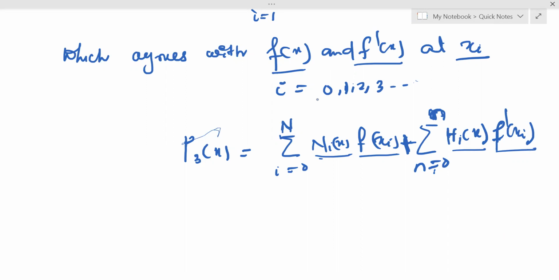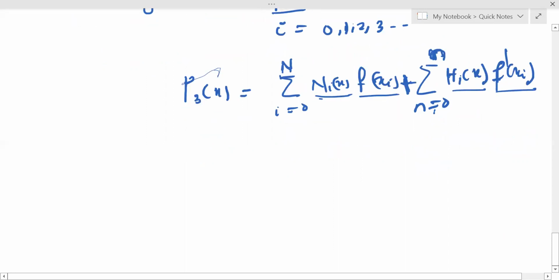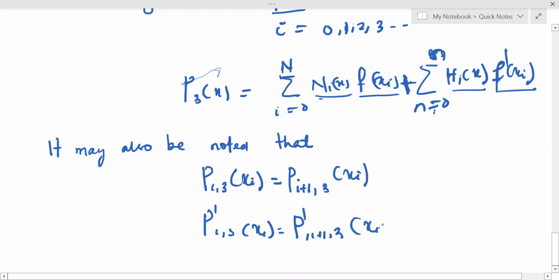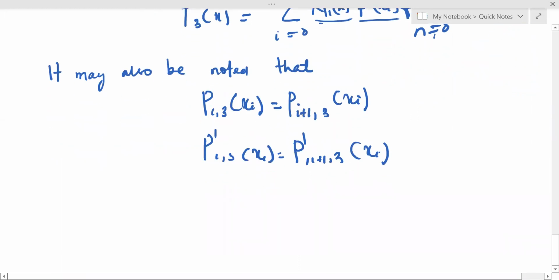It may also be noted that p3 xi, which is equal to p i plus 1 3 xi, p dash i 3 xi, p dash i plus 1 comma 3 of xi. P3x is continuously differentiable in this interval.